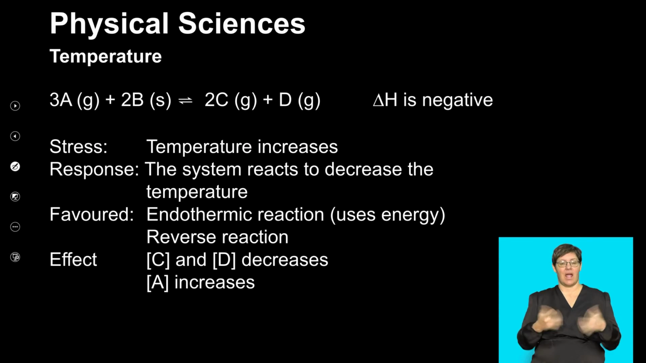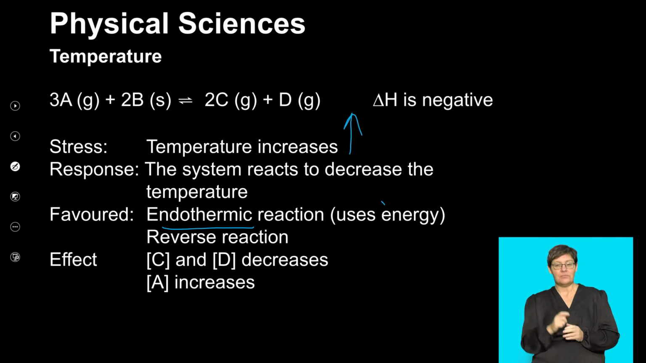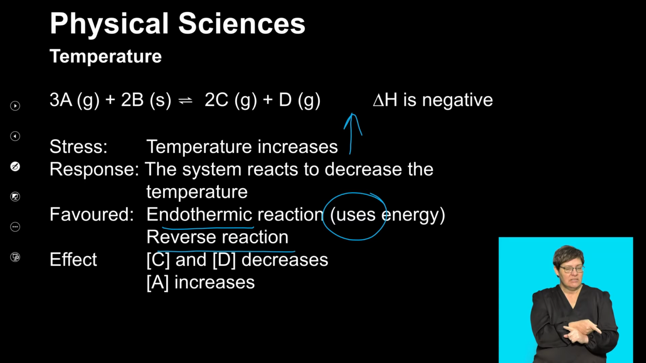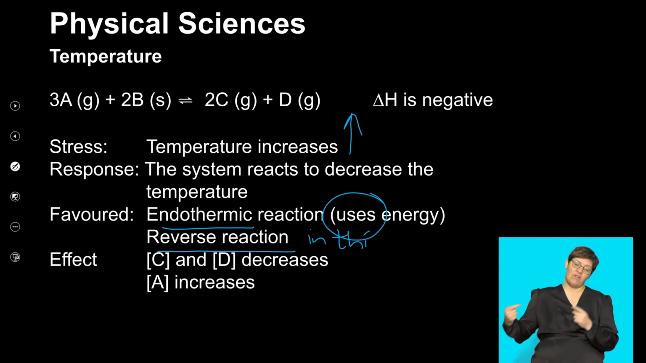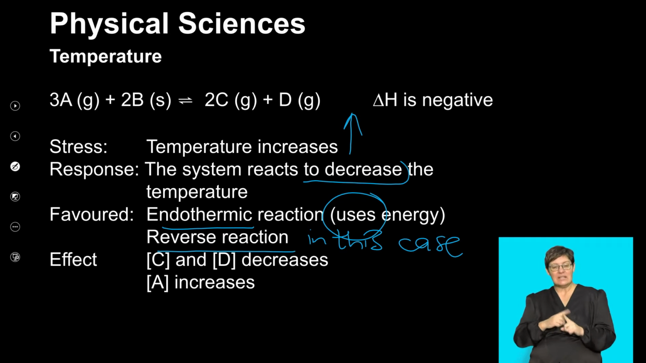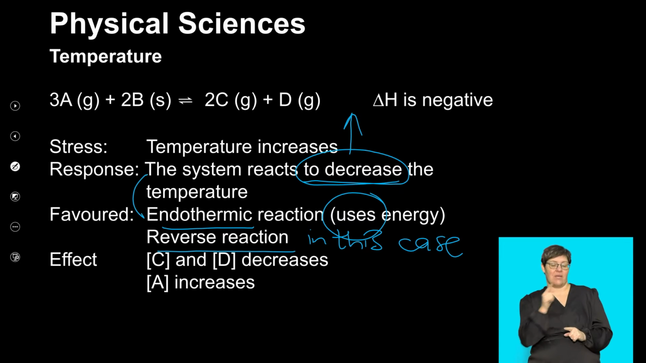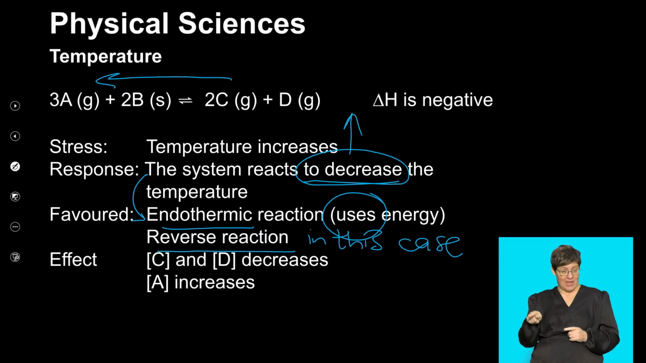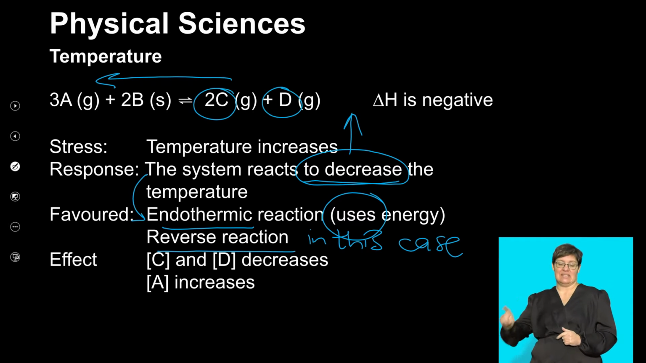So how will we answer it? The stress is an increase in temperature. What does an increase in temperature mean? That it will favor the endothermic reaction, the one that uses the energy. And in this case, it is my reverse reaction. So the system will react to try to decrease the temperature by favoring the endothermic reaction, in this case, as I said, the reverse reaction. And what will the effect be on C and D? If we favor the reverse reaction, it means that we will use C and D and it will make more of A.